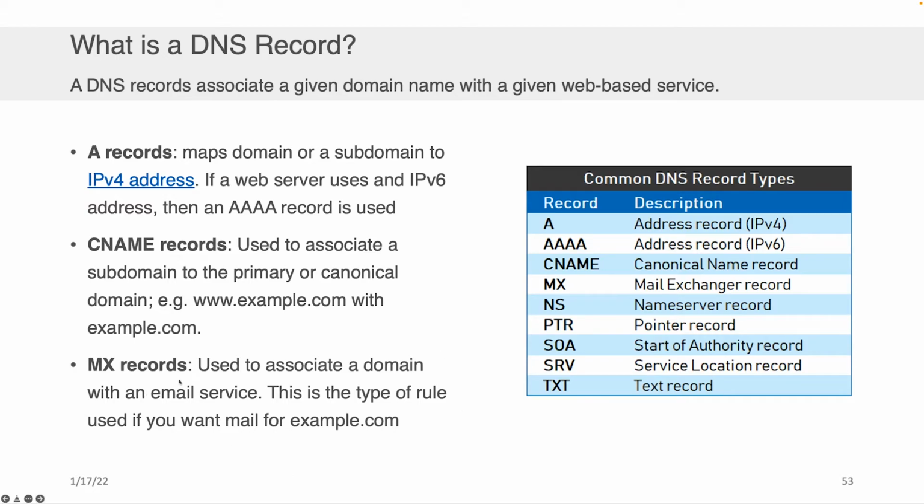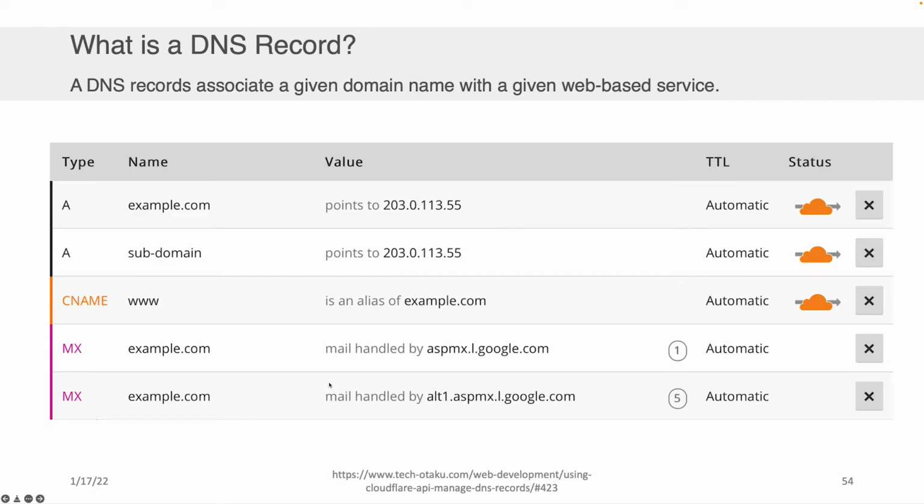Okay, and the final one is our MX records, which are used to associate a domain with an email service. So if you wanted to add mail, for example, to your example.com, that's what you would use.